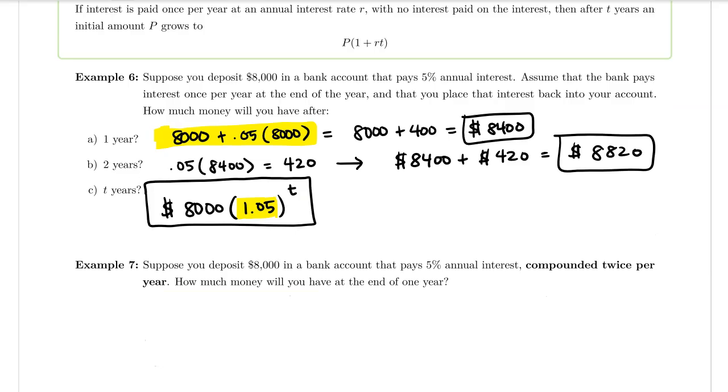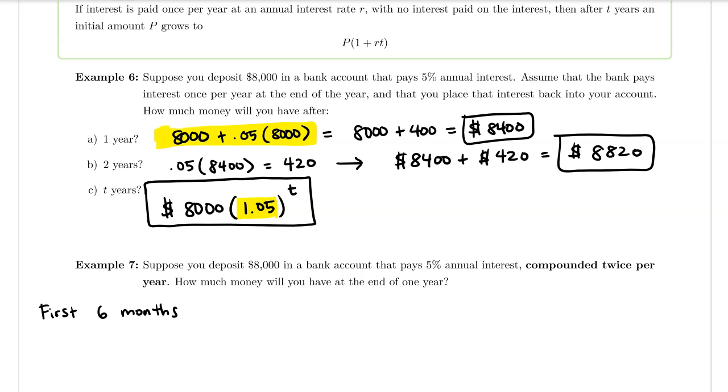Example 7 says, suppose you deposit $8,000 in a bank account that pays 5% annual interest compounded twice per year. How much money will you have at the end of 1 year? So this works a little bit differently. Because we're compounding twice per year, basically we have the first 6 months and then the second 6 months, or the second half of the year.